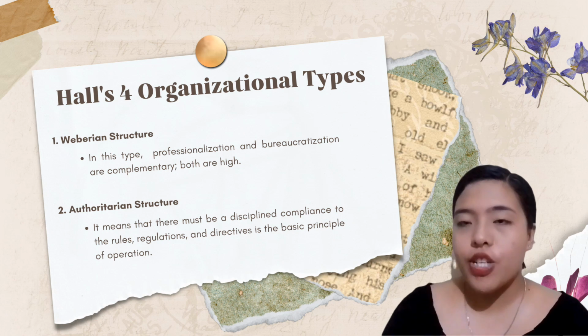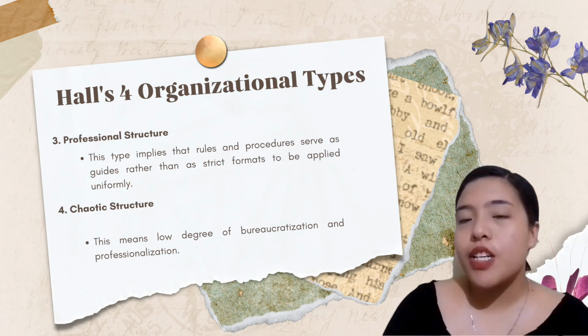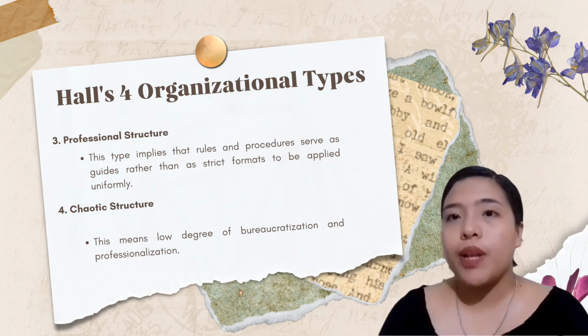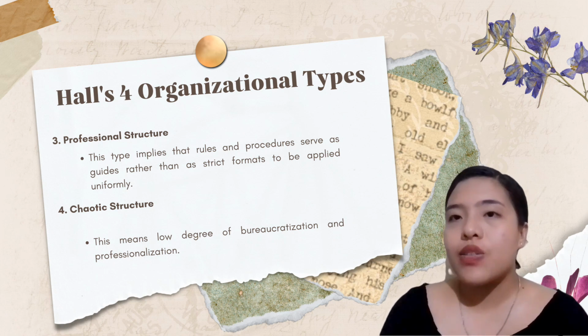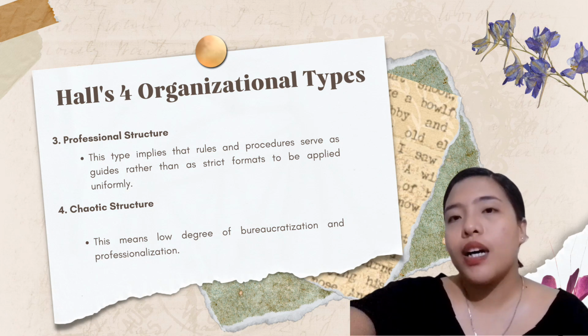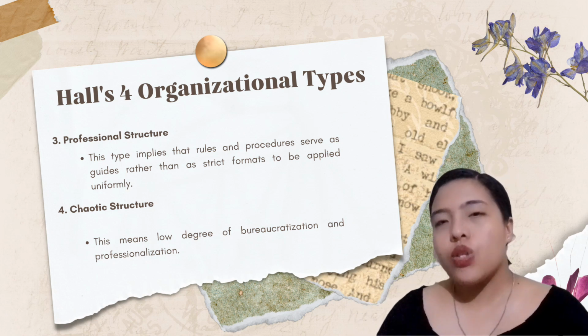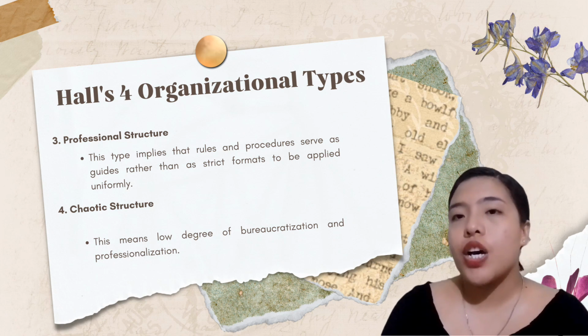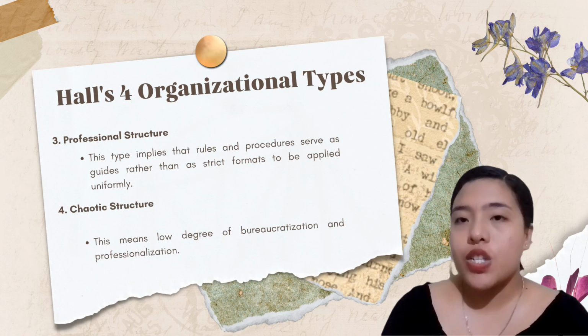And the third type is what we call the professional structure. This type implies that rules and procedures serve as guides rather than as strict formats to be applied uniformly. And the last one is what we call the chaotic structure. This means a low degree of bureaucratization and professionalization.